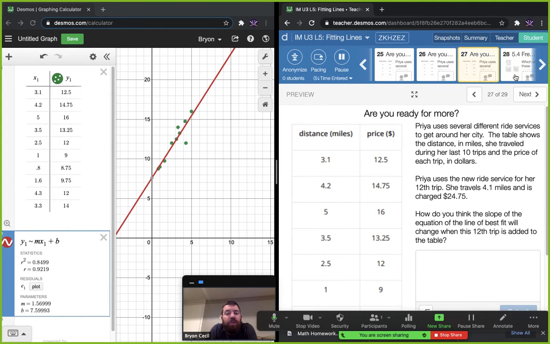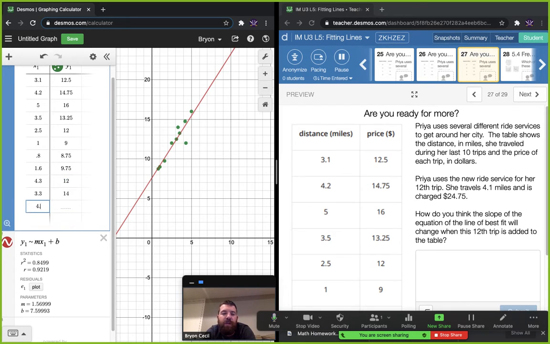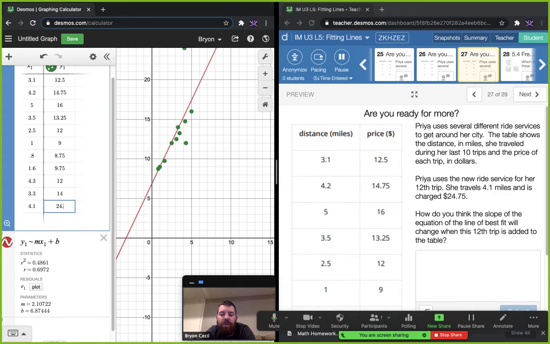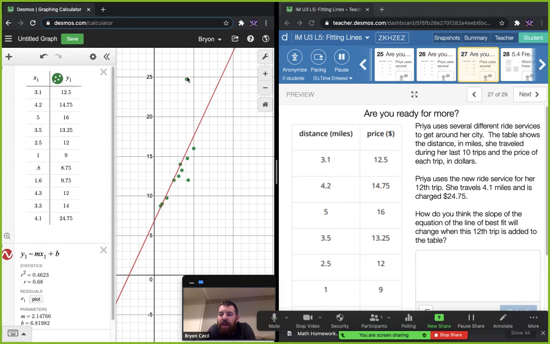Okay, so now she uses a new ride service for her 12th trip, and she travels 4.1 miles and is charged 24.75. Okay, so I'm going to come down here and we're going to say 4.1 and 24.75. All right, so we can see here that is way up there. And how do you think the slope of the equation of the line of best fit will change when it is added? Okay, that price is higher, so it's going to reflect that, and so the line's going to want to try to move up.